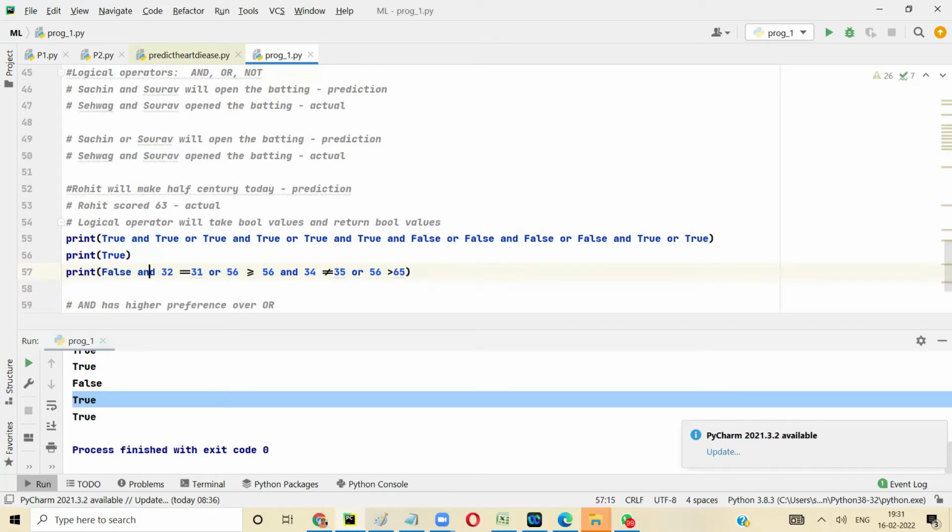Good. Now 32 equal to 31. False. Good. 56 greater than 50 equal to 56. True. Good. Or not equal to 35. True. 6 greater than 65. False. Good. False. Those are valid operations.